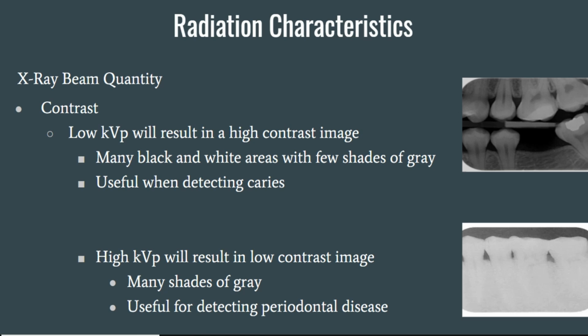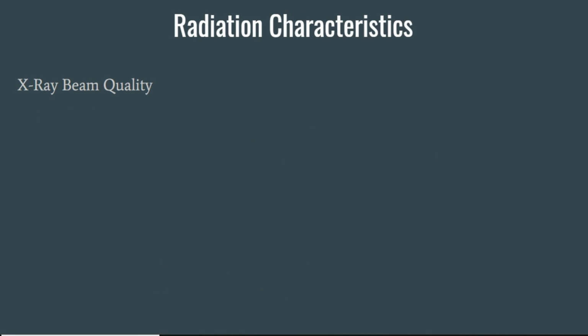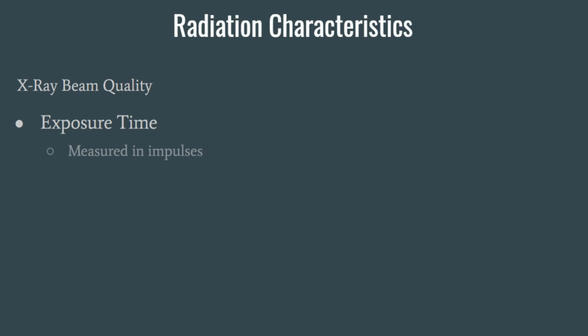A high kVp image will result in a low contrast. So there are many shades of gray, and it's useful for detecting periodontal disease. Another factor that influences the quality and is controlled by kVp is the exposure time. Exposure time is measured in impulses, so kind of like little bursts within the X-ray machine. So these are like little pulses, little bursts.